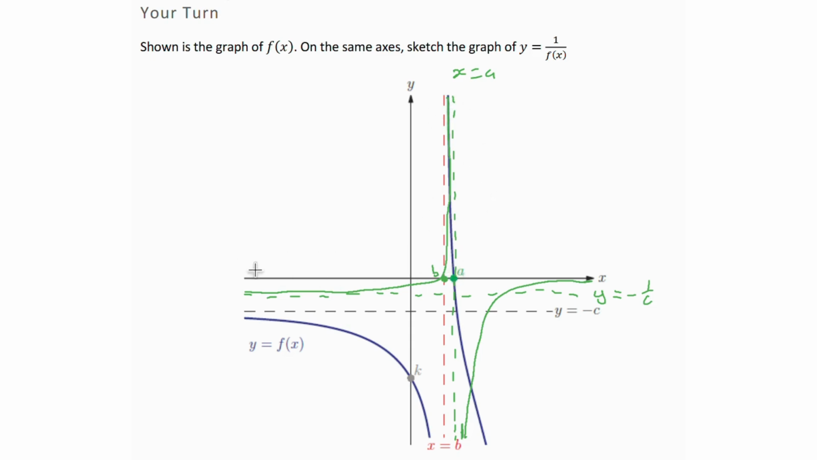Putting all those bits together, we can piece together a graph of 1 over f of x. One point I haven't labeled on there is that one there, which is going to be 1 over k, whatever k is. So it is multiple steps here. This would be a 6-mark question because there's lots of different things you need to do. One bit at a time, gradually piece it together to get an idea of where it must go based on some of the points that you do definitely know.